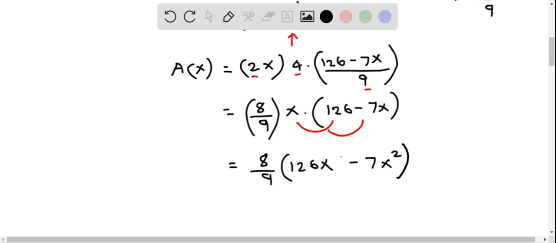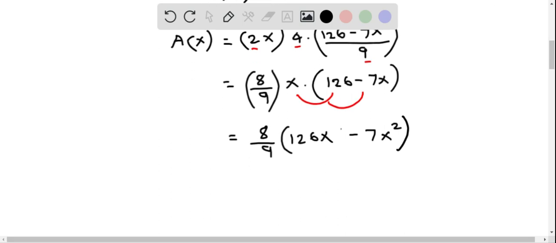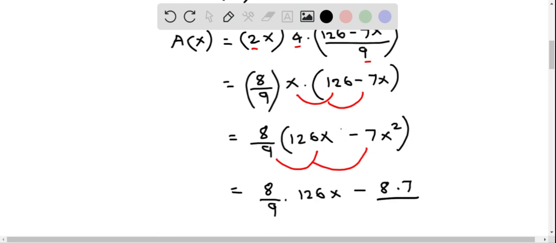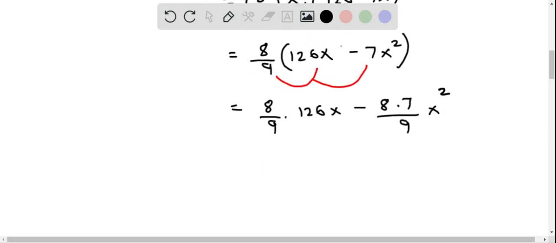And once again, we'll distribute this 8 by 9 to make it a bit simpler. So we distribute this 8 by 9 into both terms inside the brackets. And when we do that, we get 8 by 9 times 126x minus 8 times 7 over 9 x squared. We can simplify this.